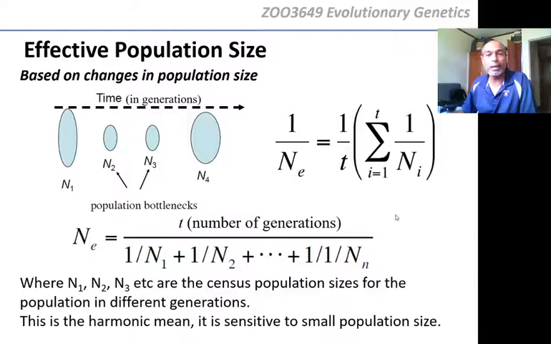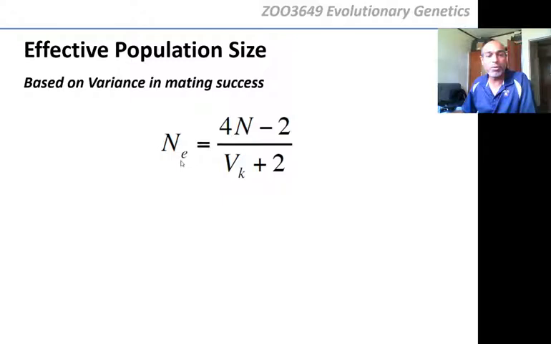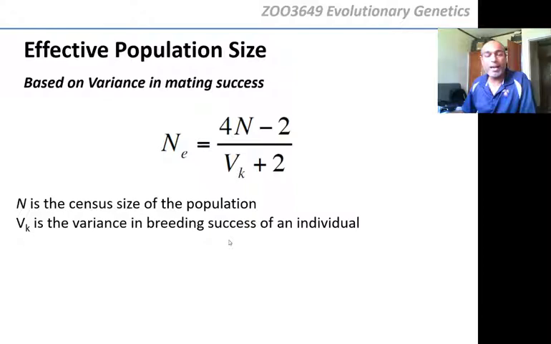Okay? And the last way is based on variance and mating success, and here's the formula for NE. Basically, 4 times N, which is the census size, minus 2, divided by the variance in mating, plus 2. So variance in mating, let's unpack that for a moment. What does it mean when I say there's high variance in mating success? What do I mean by this high variance in breeding success or mating success? High variance means there's a big range of values, right? That means that high variance in breeding success means that some individuals will breed a lot and some individuals will not breed at all. Okay, that is what I mean by high variance in breeding success.